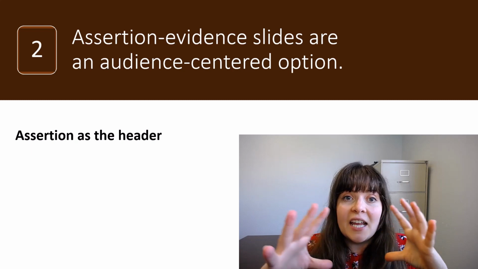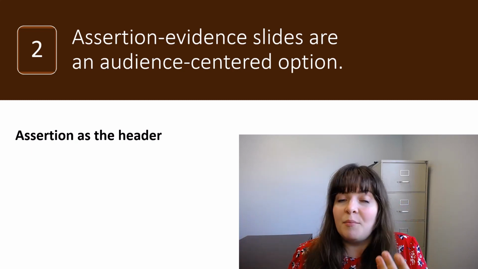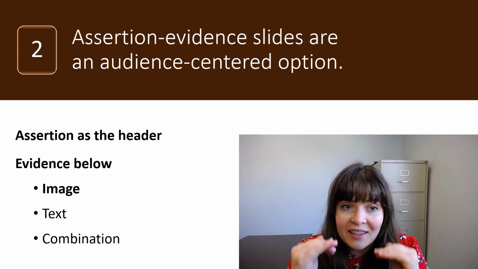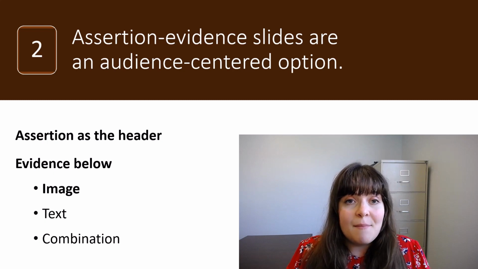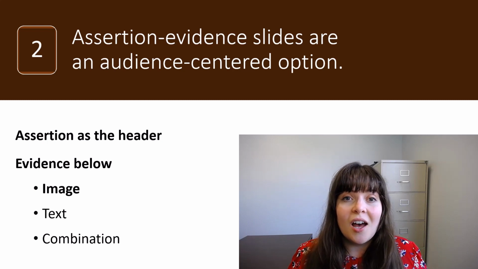The header is an assertion. It's a full sentence that makes a claim about what the presenter is discussing. Then beneath, so the assertion and then the evidence below, is best if it's an image or some sort of graph or picture or data, but it can also be text or a combination of both.